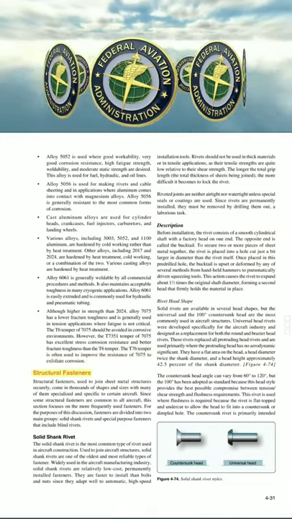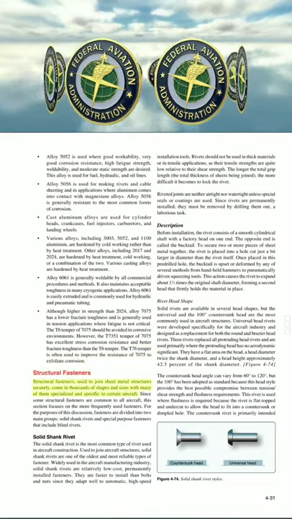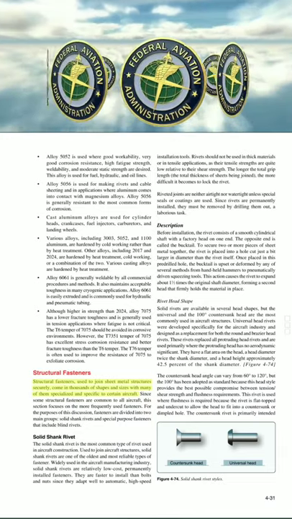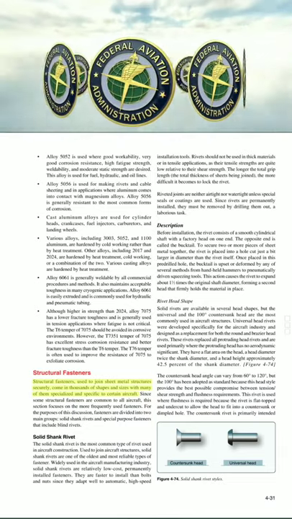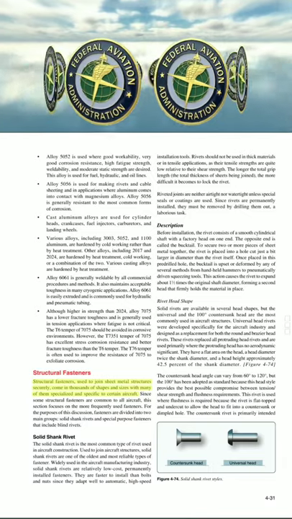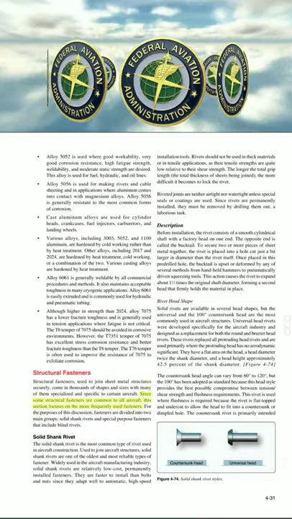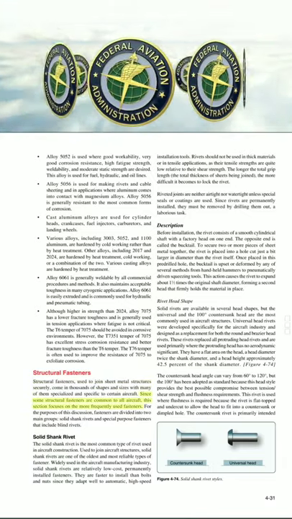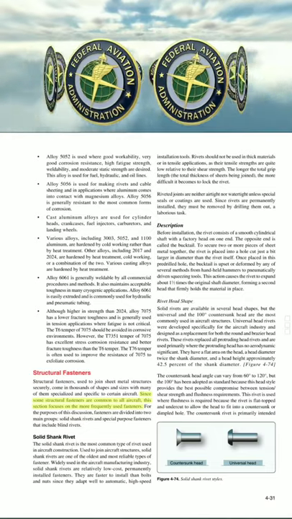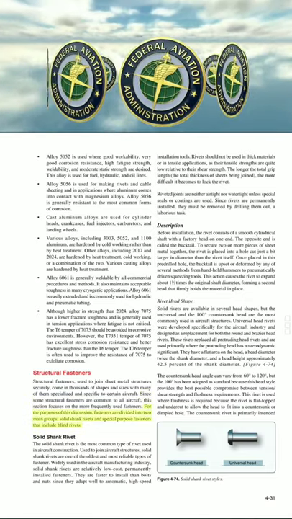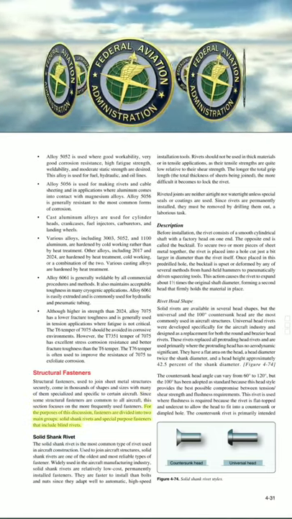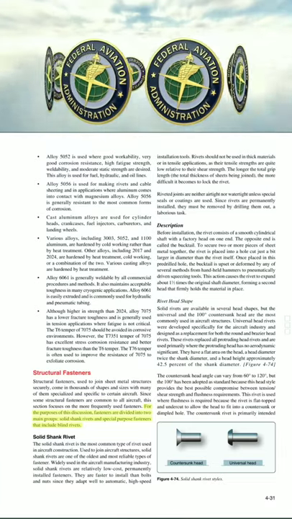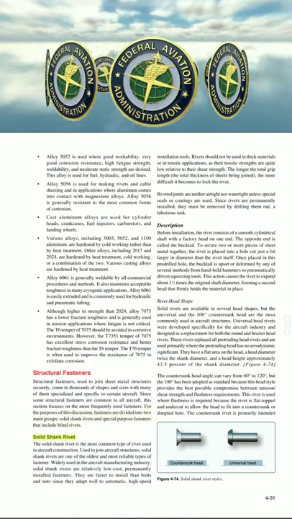Structural fasteners. Structural fasteners, used to join sheet metal structures securely, come in thousands of shapes and sizes, with many of them specialized and specific to certain aircraft. Since some structural fasteners are common to all aircraft, this section focuses on the more frequently used fasteners. For the purposes of this discussion, fasteners are divided into two main groups: solid shank rivets and special purpose fasteners that include blind rivets.